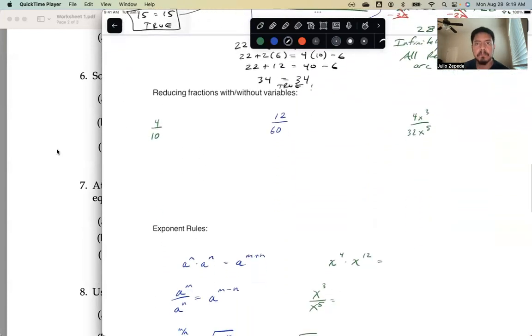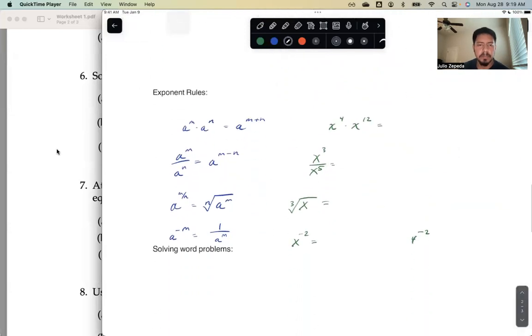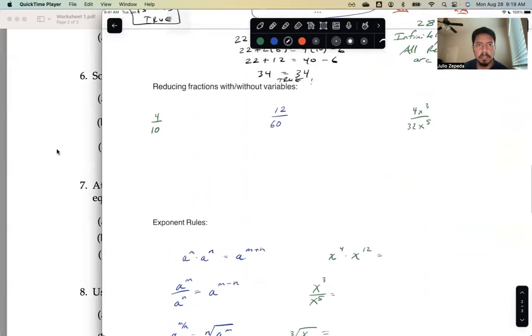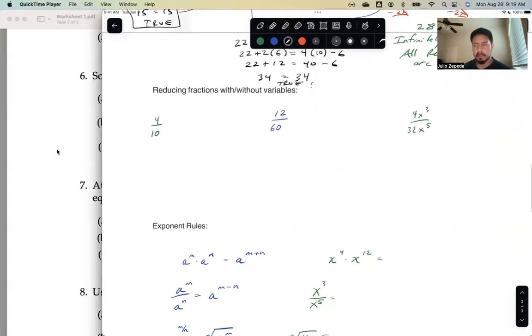All right. Almost done. We've got 3 topics left, and then we'll stop. Okay, so reducing fractions with or without variables.